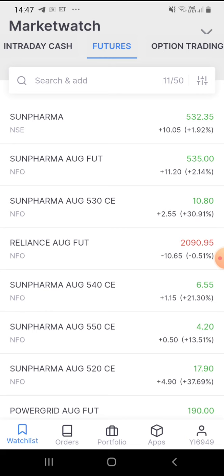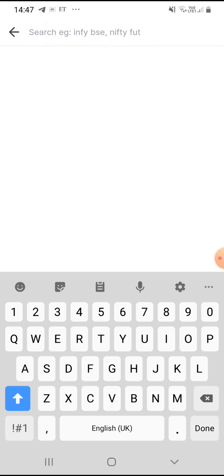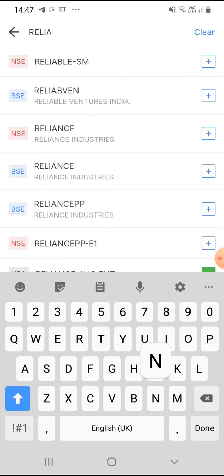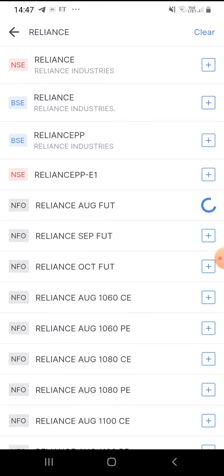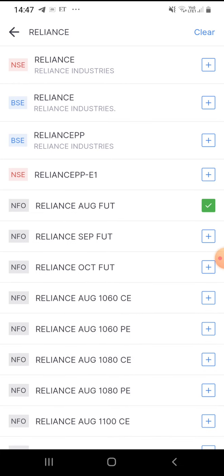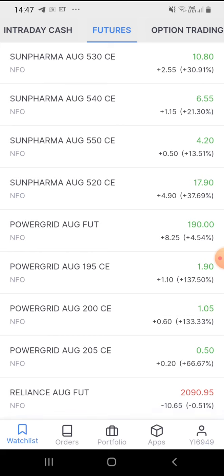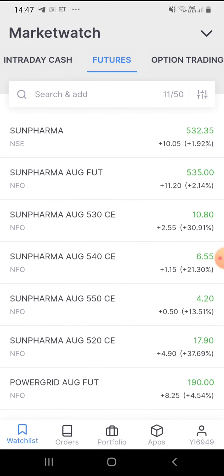Okay, and we can take Reliance. The real value is above 700. Okay, real value is above 700 or 1000. Here you can see that the real value is 2090, which is obviously above 700 and 1000. First priority is 20 points. You won't get 10 points mostly. So first priority is 20 points.